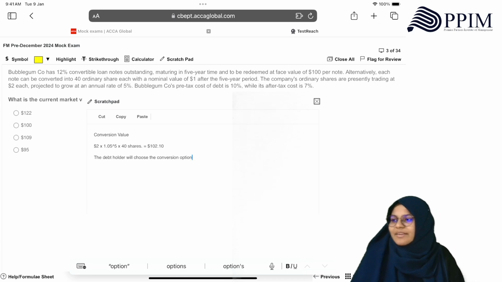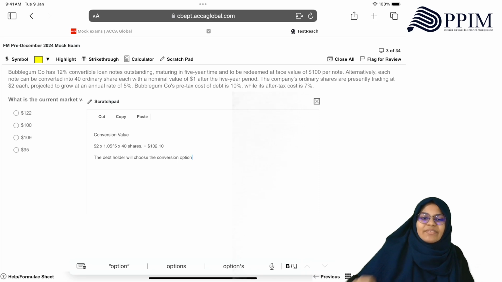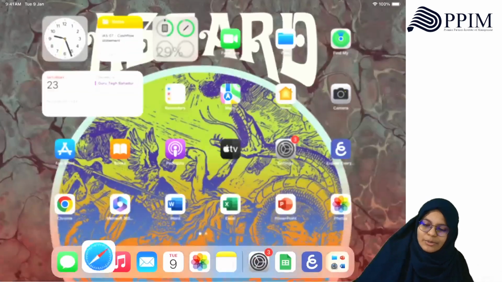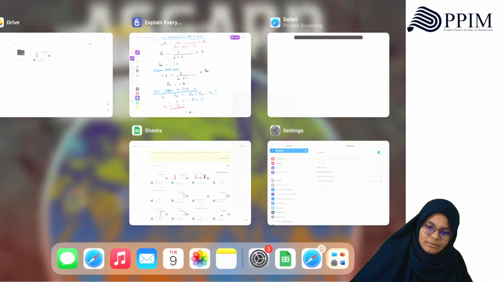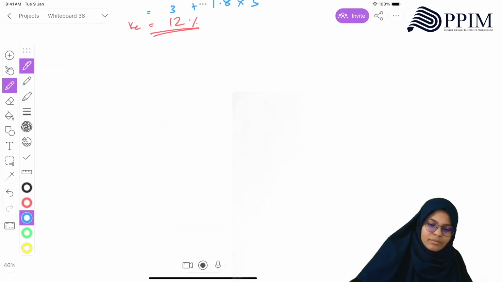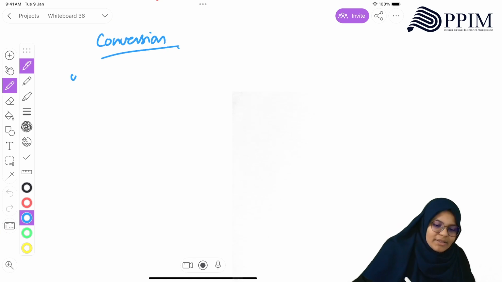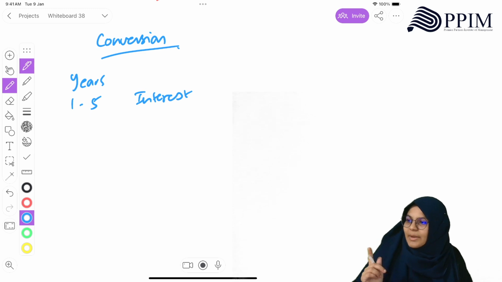Okay, so now we know that we are going to convert because it's more. So we have decided that we are going to go for conversion. Now it's just a matter of getting the market value. So how do we do that? Okay, so conversion is going to happen. So we have our years, year 1 to year 5, there will be an interest payment. Now usually we take interest times 1 minus t, right?